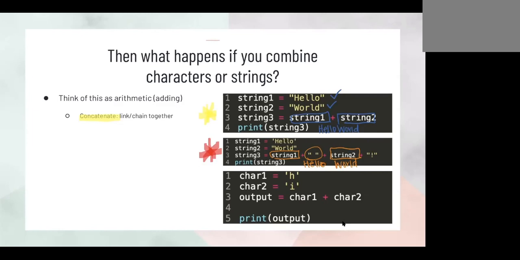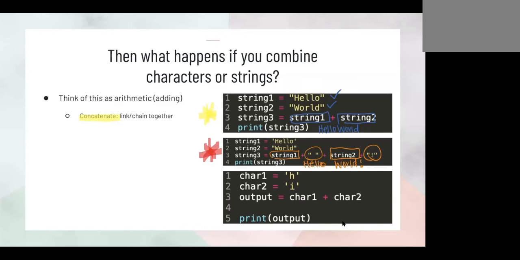So we have hello space world plus an exclamation mark. This is what's going to print in string 3. There is a clear difference between the first example and the second example. In the first example, it was just string 1 plus string 2. Therefore, when you print string 3, which is a concatenation of string 1 and string 2, it's just hello world bunched together as one word.